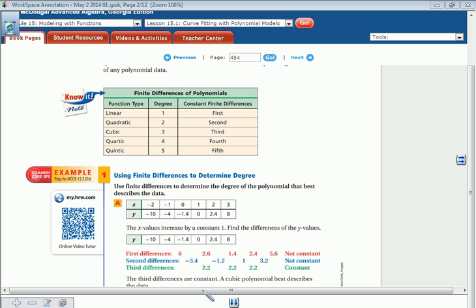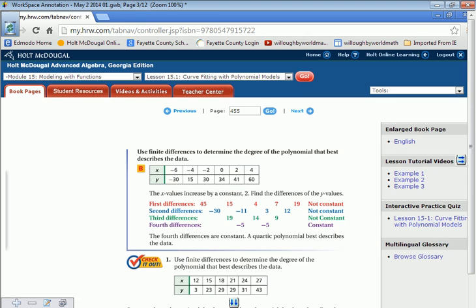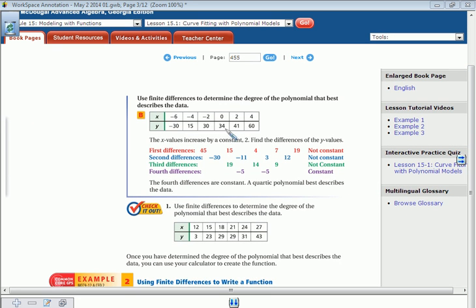So when our third difference is constant, that would tell us that this table represents a cubic polynomial. So once we've decided it's a cubic, then we can use our calculator to actually find the model, and we'll go through that process in a little bit. Let's take a look at another one.